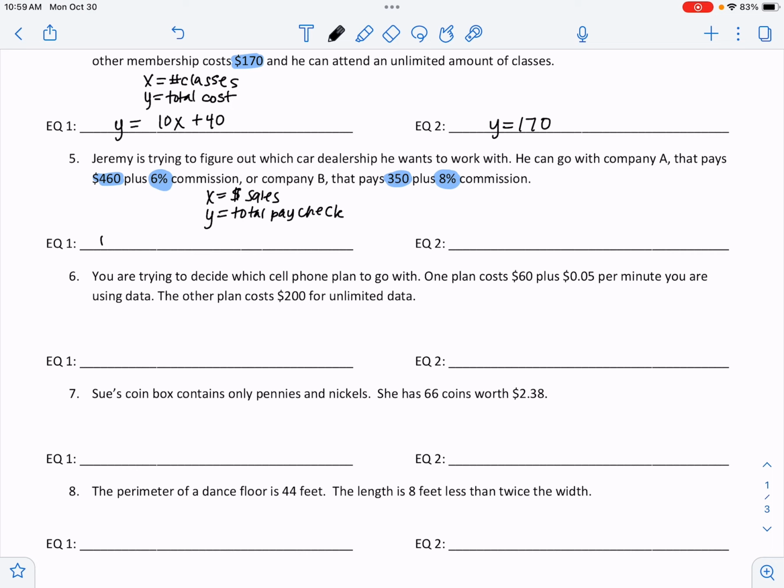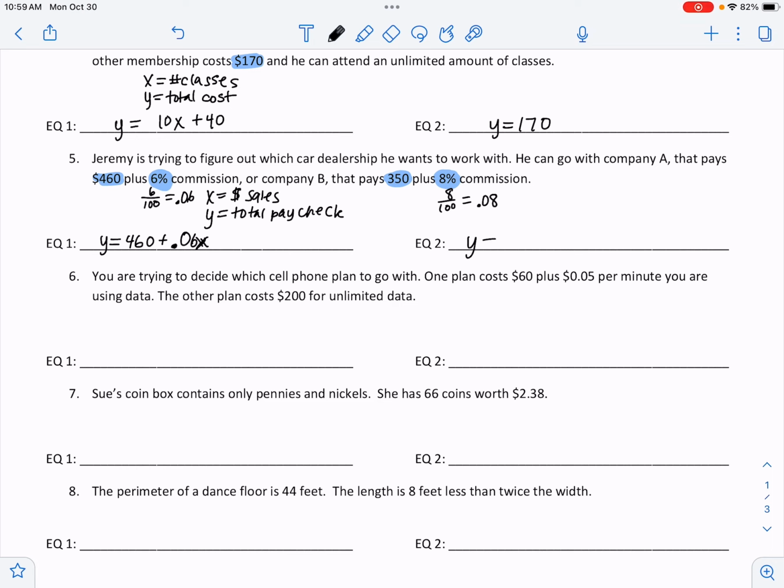Okay, and so for the first company, he's going to make $460 no matter what, plus 6% commission. So if you need to figure out 6% as a decimal, it's 6 divided by 100. Percent means per 100. And so 8% would be 8 divided by 100. If you type that into Desmos, it's 0.08. If you type 6 divided by 100, it's 0.06. And so 0.06 times the x would be your slope.